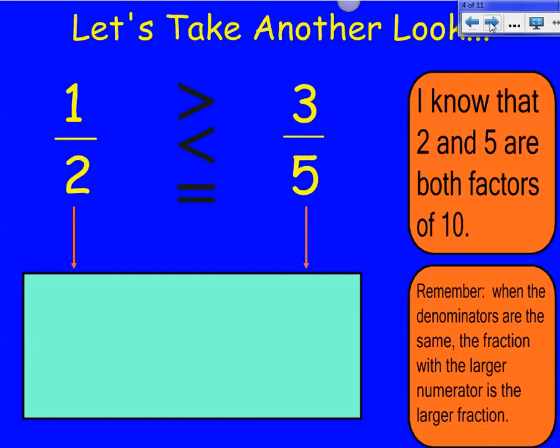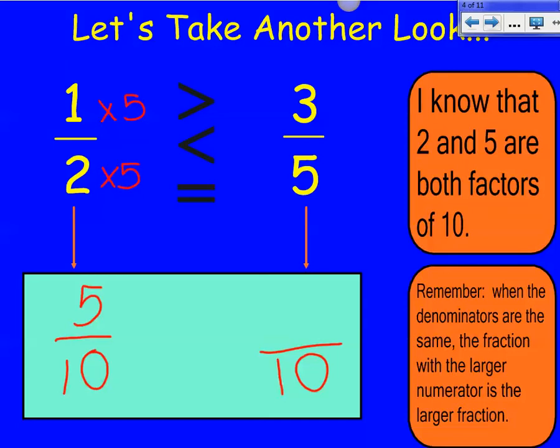So what I'm going to do is change my 2 into a 10, and change my 5 into a 10. Well, how do I change a 2 into a 10? I multiply by 5. Since I multiply the bottom by 5, I'm going to also multiply the top by 5. So I get 1/2 is the same thing as 5/10.